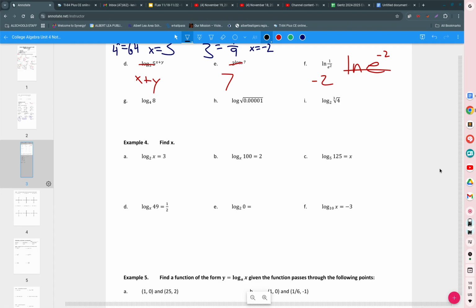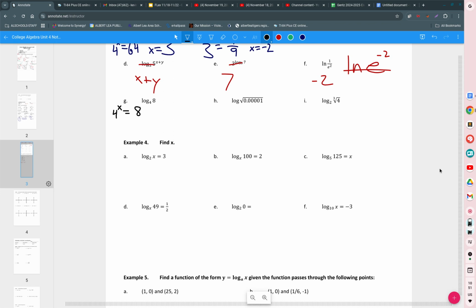Log base 4 of 8, notice that the bases are not the same. So what do we do? We try to write them so that they have the same base. This means 4 to what power is equal to 8? Well, 4 and 8 can both be rewritten so that they have the same base. What number multiplies to 4 and to 8?